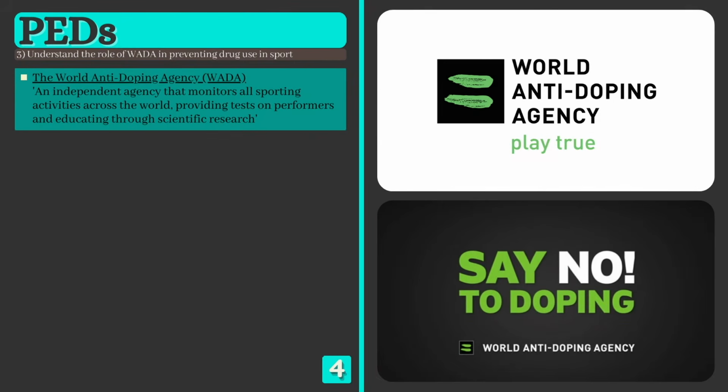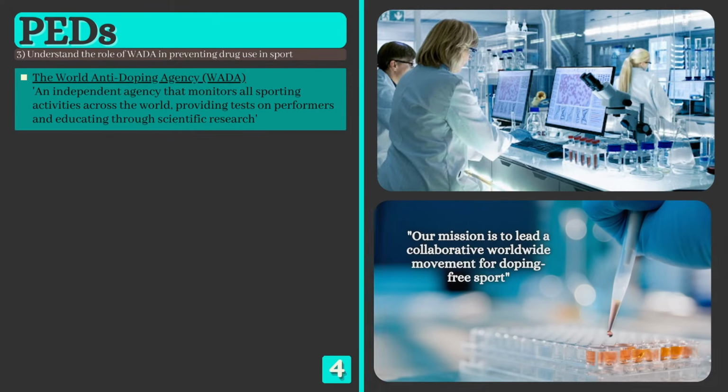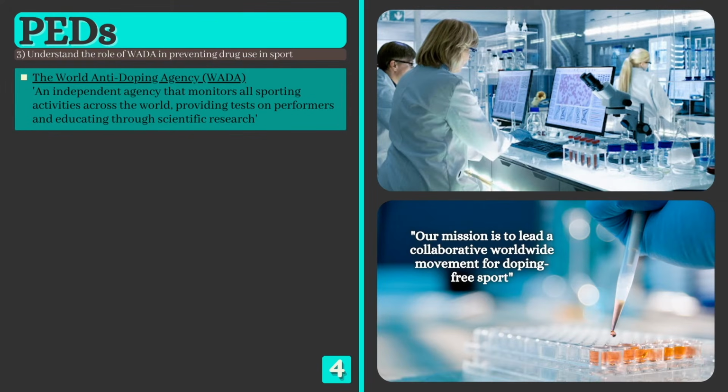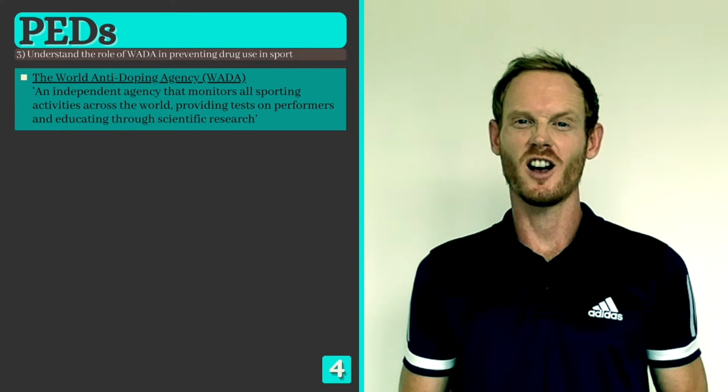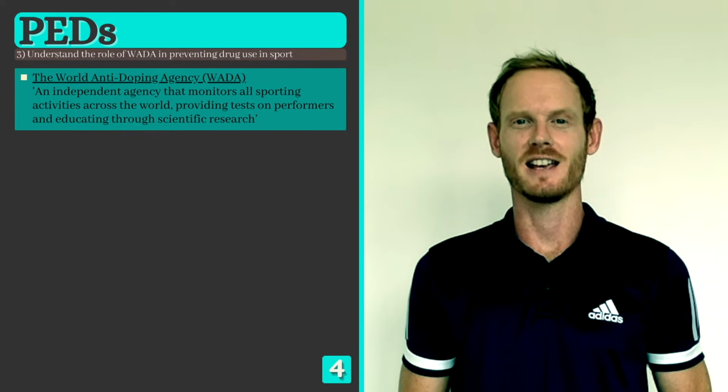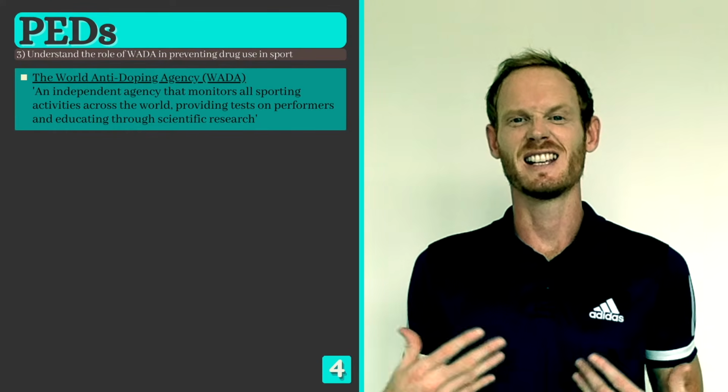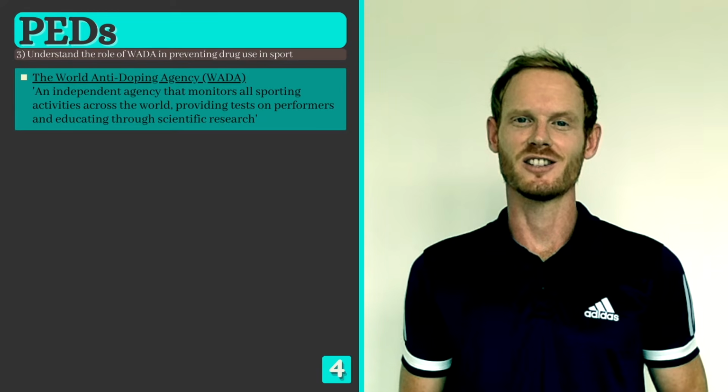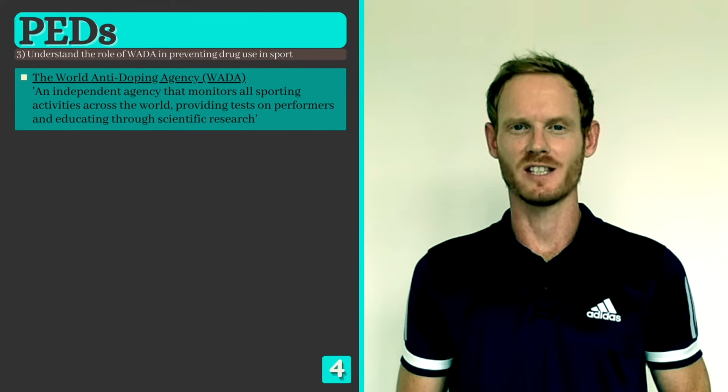The fight against the use of performance-enhancing drugs is led by the World Anti-Doping Agency, otherwise known as WADA. It's an independent agency that monitors all sporting activities across the world, providing tests on performers and educating through scientific research. WADA, who work alongside national anti-doping organisations or NADOs, have a significant impact on the fight against doping through the use of the World Anti-Doping Code and its 5 standards.